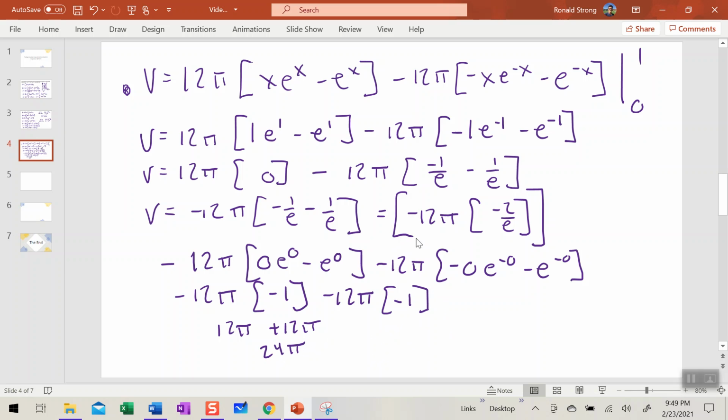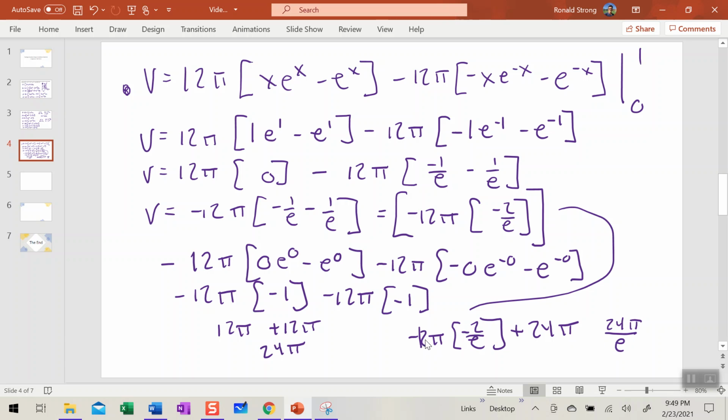Okay, so we have this part up here, it's got to come down, negative 12 pi times negative 2 over e plus 24 pi. And so multiplying the numerators, we're going to end up with 24 pi over e over here. Negative 12 times the negative 2 is 24 pi over e. And this part actually here is going to end up being 0. So this ends up being 24 pi over e. I think I made a sign error in here somewhere. So this should have ended up being a 0. And so the answer is going to be 24 pi over e. All right, that is this video.